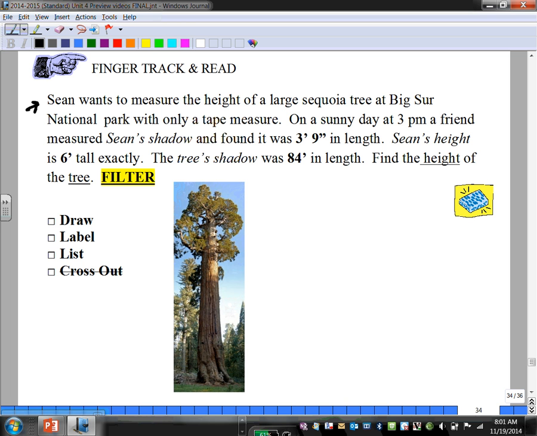I'm going to set the timer for 1 minute, and I want you to simply do this, what's called draw, label, list, cross out. Don't actually solve for anything, but I'd like you to make a drawing, label your drawing, make a list of given information that doesn't belong in the drawing, and then cross everything out as you account for it in that. You got a minute, go.